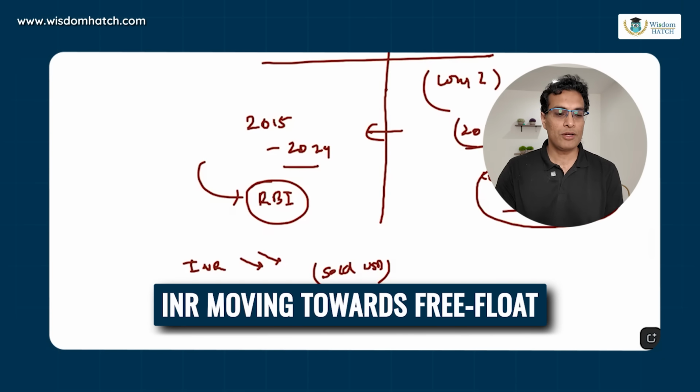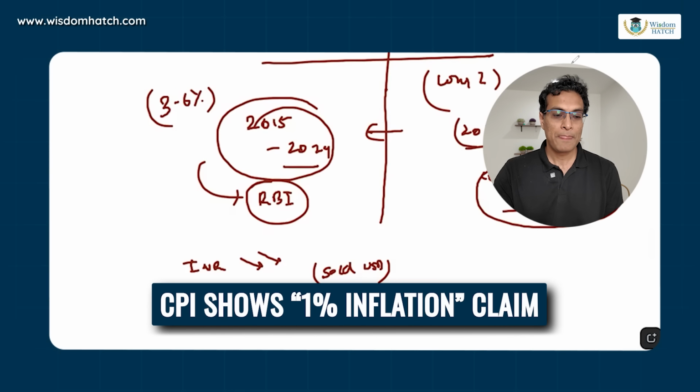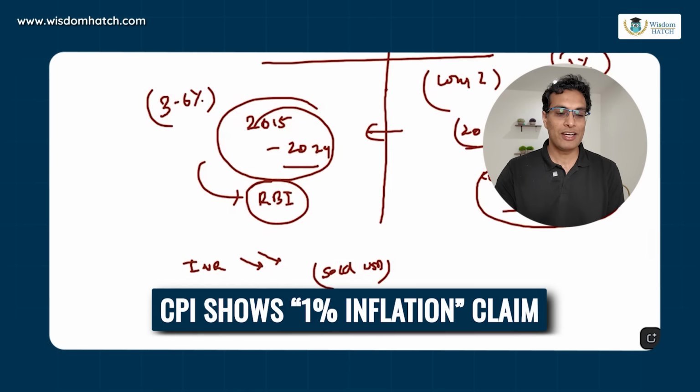Then the natural question comes that, okay, why was this not being done in this phase? Because officially our inflation always used to be 3 to 6%, or even sometimes more. Right now, officially, our inflation says 1%. So RBI can actually afford to do this.